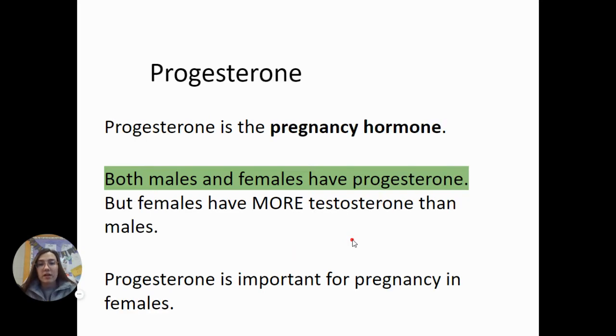On the flip side, we have progesterone. Progesterone. So this one, the P kind of gives you a hint. It's for the pregnancy hormone. Both males and females have this hormone too, but females have way more of it. You'll notice progesterone is the pregnancy hormone.